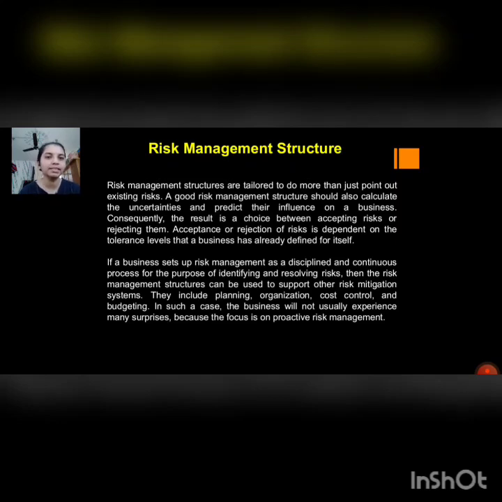If a business sets up risk management as a disciplined and continuous process for the purpose of identifying and resolving risk, then the risk management structure can be used to support other risk mitigation systems. They include planning, organization, cost control, and budgeting. In such a case, the business will not usually experience many surprises because the focus is on proactive risk management.